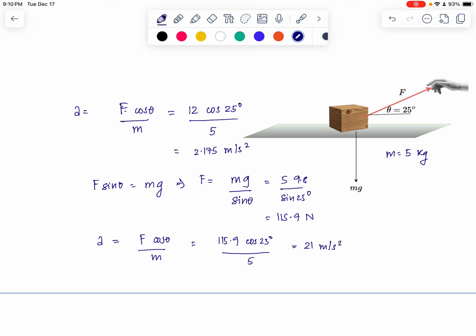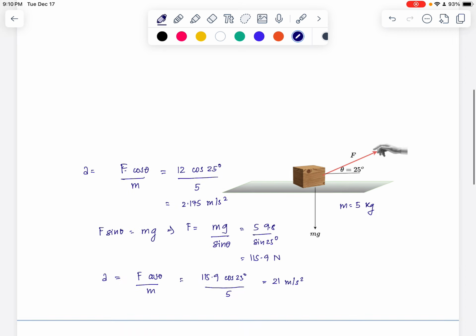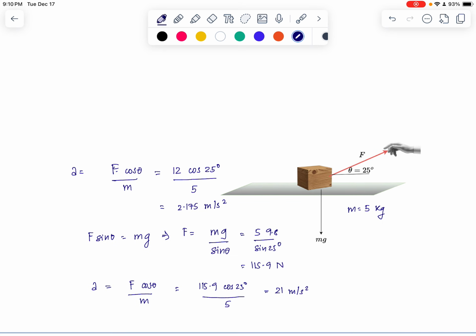So I hope this gives you a flavor for the problems that we are solving, as to how to determine the accelerations by finding the correct components of the forces.